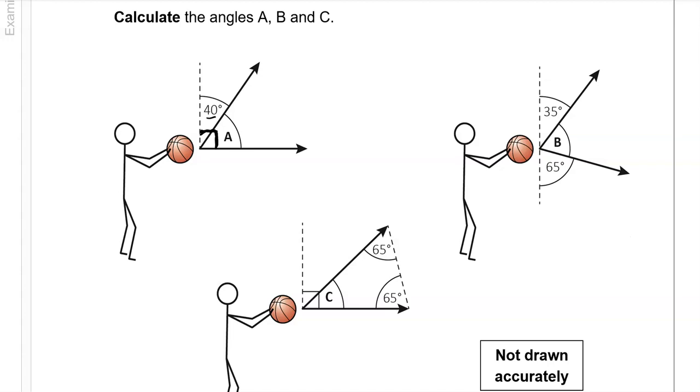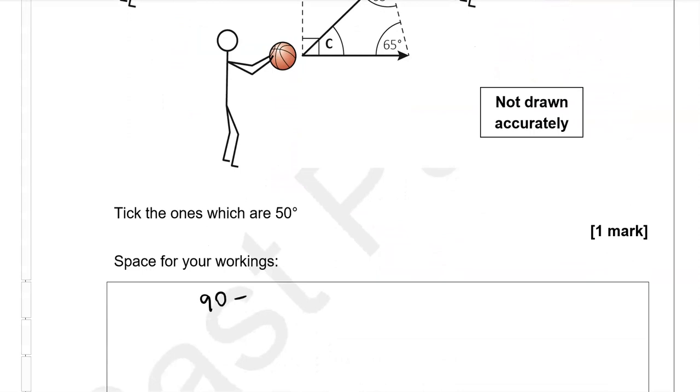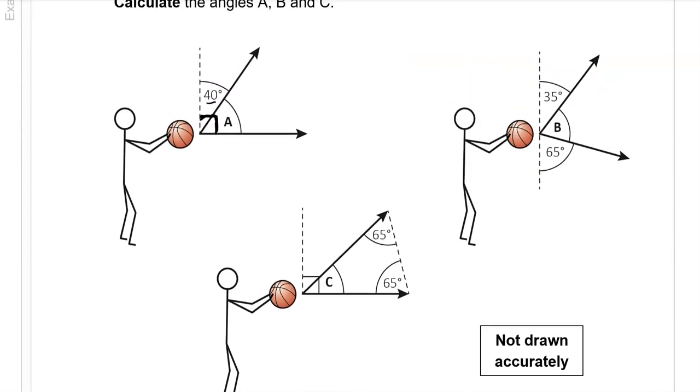This is already 40, so 90, take away 40, it's going to give us 50. And that is what A is equal to.